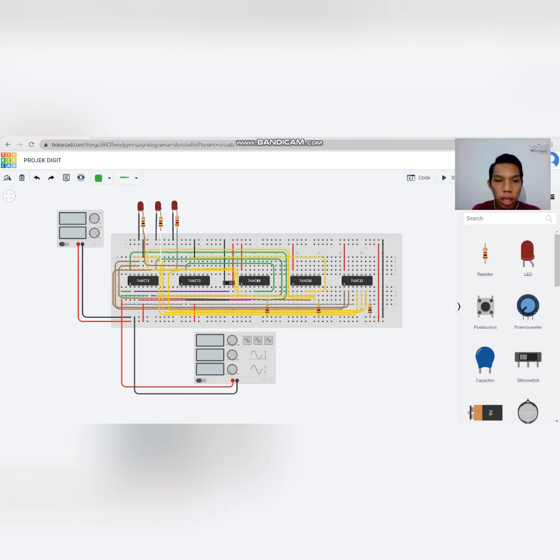Okay, for the result, we can see the result after we start the simulation. Okay, I will start the simulation. So this is the result. The output shown here is the LED light turned on. This is the power supply, and this is the function generator. We have a switch.